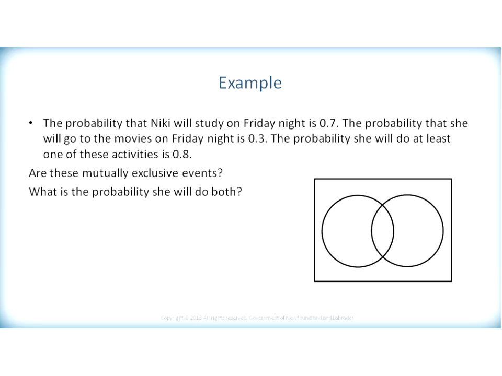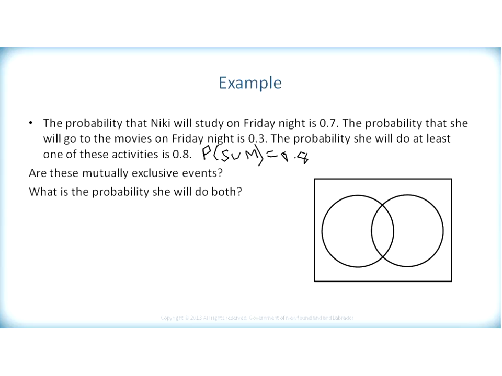The probability that Nikki will study on Friday night is 0.7. The probability that she will go to the movies on Friday night is 0.3. The probability that she will do at least one of these activities, that is the union, the probability of the union of study and go to the movies is equal to 0.8.